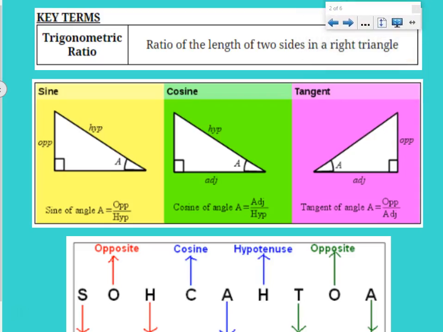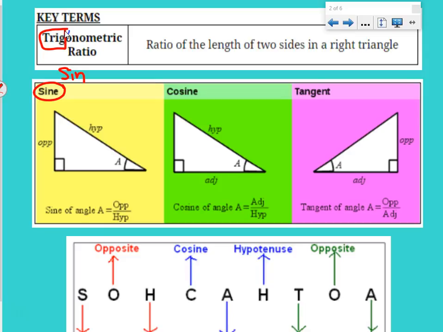Vocabulary. A trigonometric ratio. Trigonometric. It's kind of a big word. We abbreviate it trig ratio. And it's the ratio of the length of two sides in a right triangle. We have three different ratios. Our sine ratio, which is abbreviated SIN, but we do pronounce it sine, not sin, so sine.